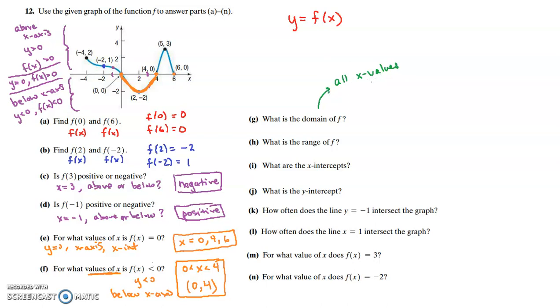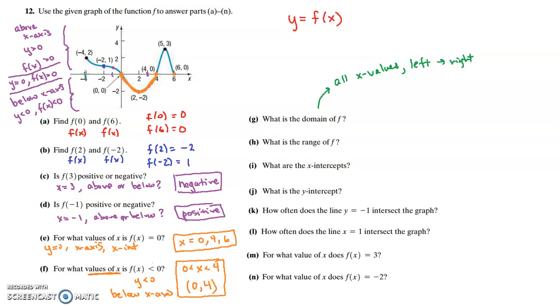So what that means is we're looking for all of the x values where the graph exists. So we're going to go from left to right, and we're going to list all of the x values where the graph exists. There's no picture out here where I've written in purple. There's no graph out here.